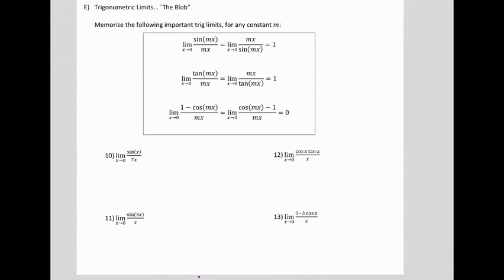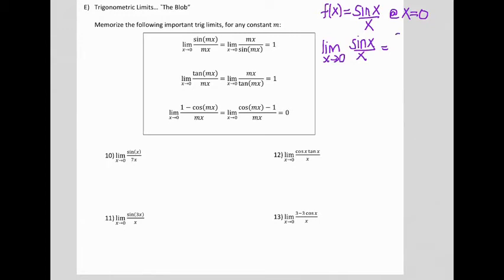Part E, trigonometric limits. I call this the blob. Now before we get to this rectangle of important trig limits that I want you to just really memorize and recognize, I want to start by looking at one important limit. Consider the function f of x equals sine x over x at the x value where x equals 0. Now if I set this up as a limit, the limit as x approaches 0 of sine x over x.